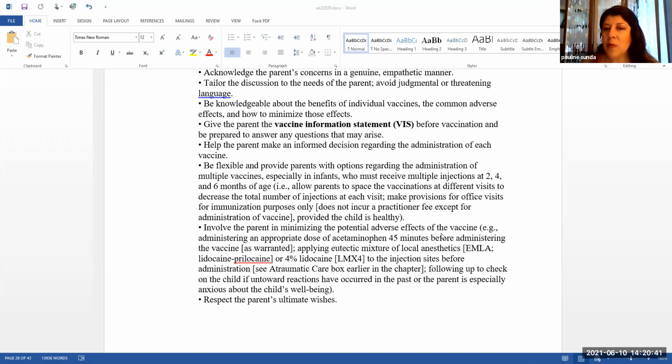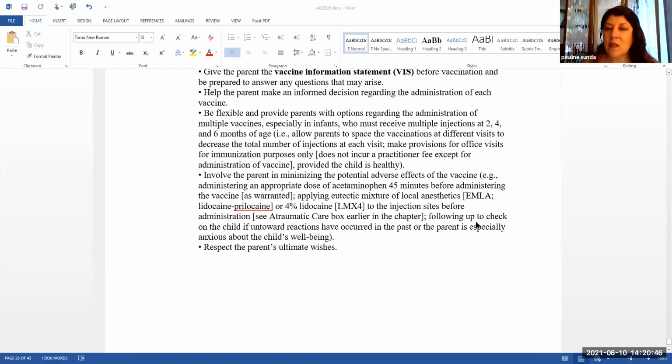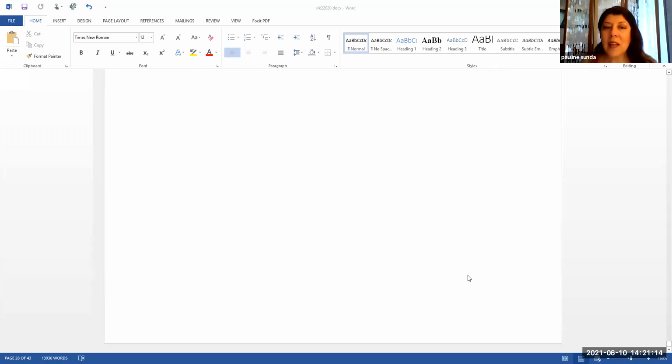Involve the parent in minimizing the potential effects of the vaccine, like giving them an appropriate dose of acetaminophen 45 minutes before administering the vaccine, if it's allowed. Apply EMLA cream or 4% lidocaine to the injection site before administration. This helps to facilitate atraumatic care. You want to follow up to check on the child to see if there are any reactions that have occurred in the past or that the parent is especially anxious about. And then ultimately, you're going to respect the parent's wishes.